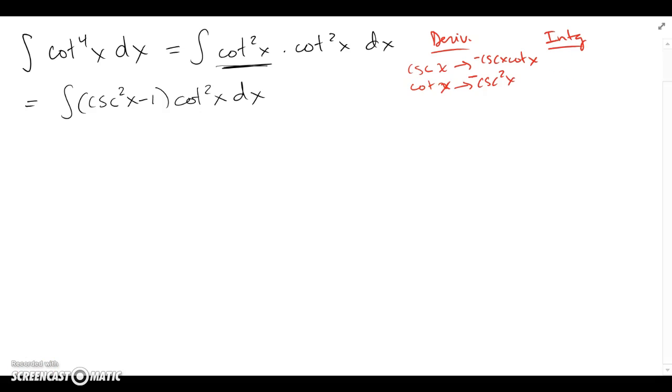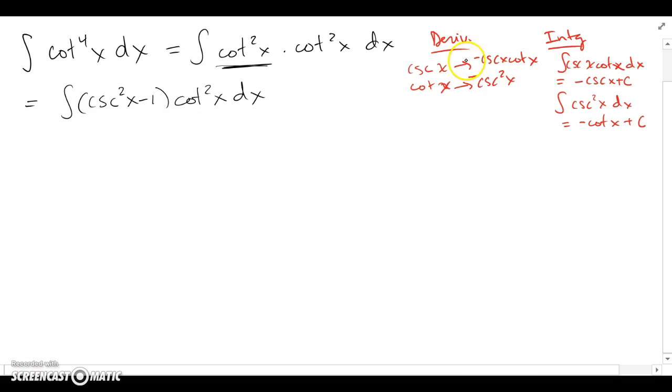Let's look at the integrals as well. So just sort of reversing my order. The integral of cosecant x cotangent x goes to minus cosecant x plus c, of course, and the integral of cosecant squared will pop out a cotangent x. So I want to keep these two things in mind as I'm manipulating these items to create my u and du. So let's think this through.